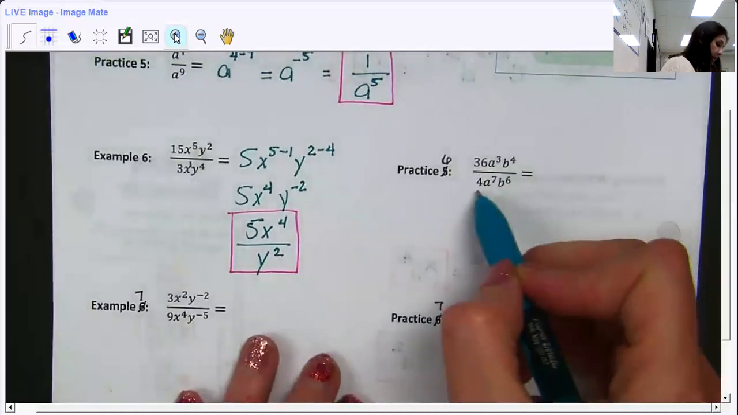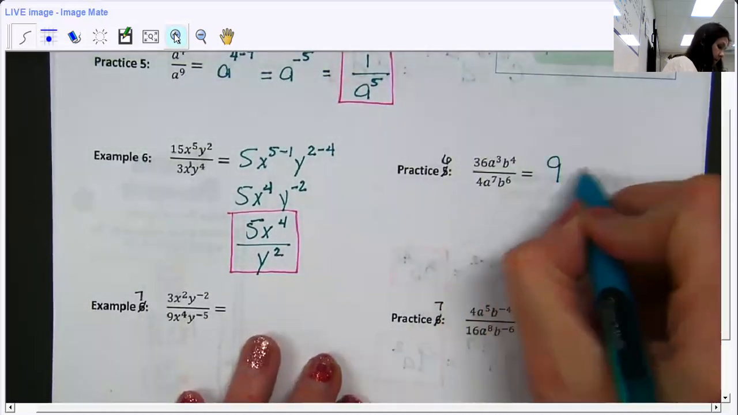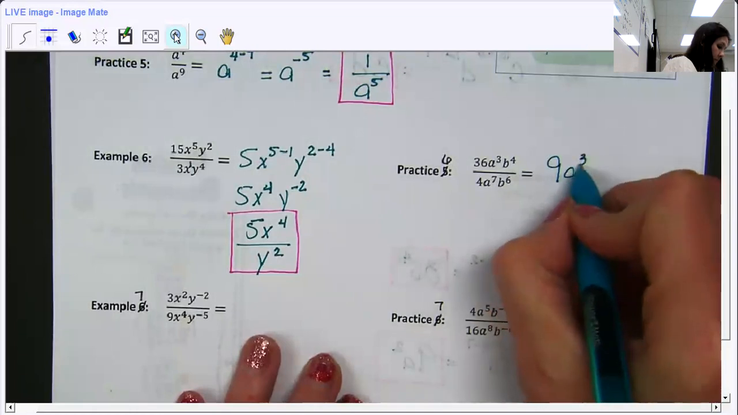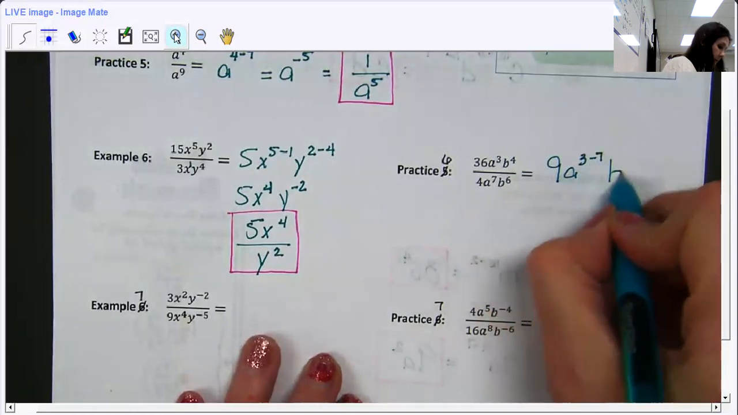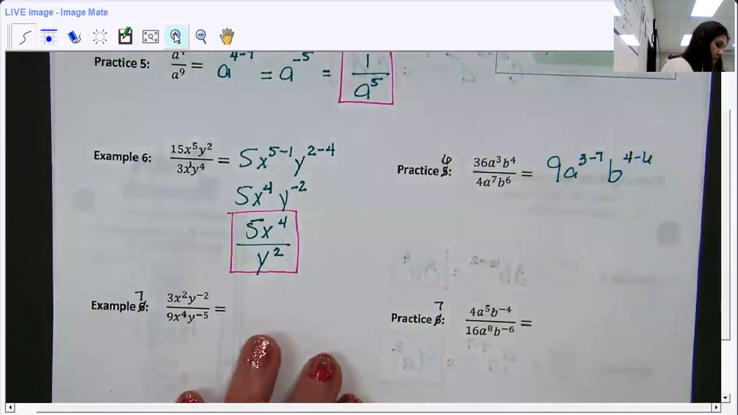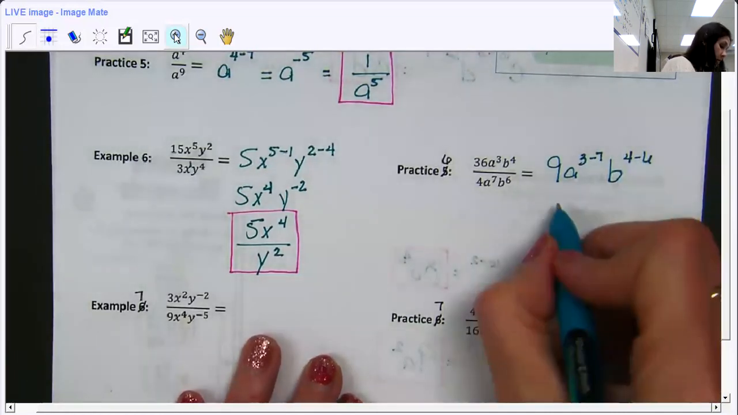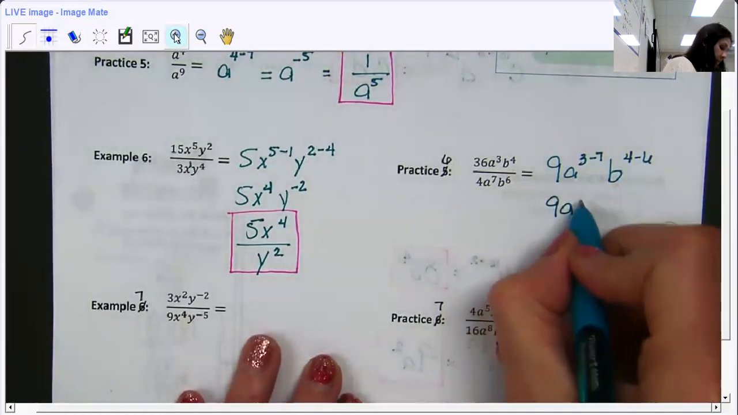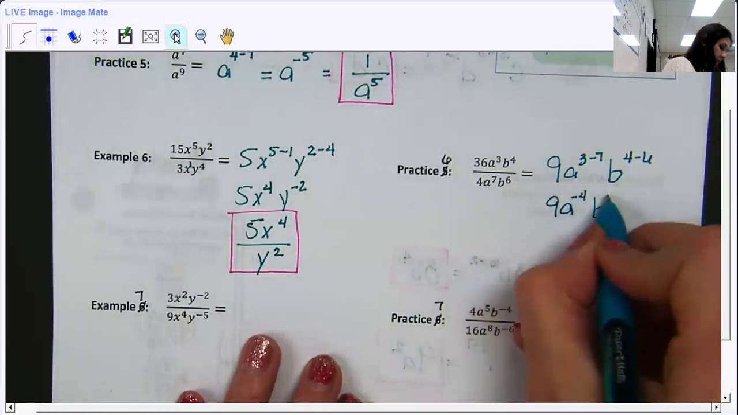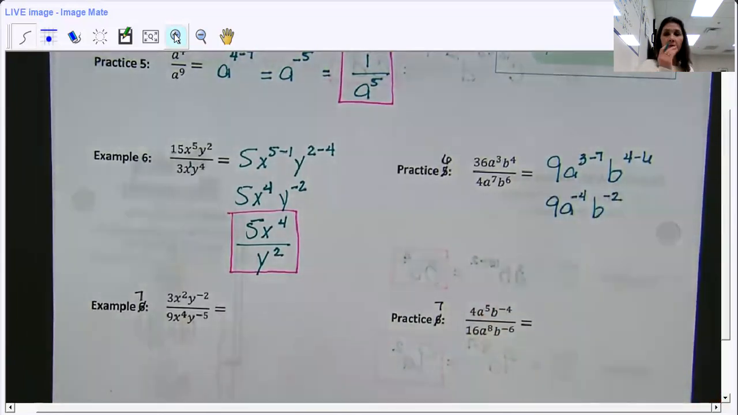So we have 36 divided by 4 is 9. A to the power of 3 minus 7, and then b to the power of 4 minus 6. When we simplify that, we have 9a to the power of negative 4, b to the power of negative 2. Now, both our variables are negative, and a lot of students get confused and they think, okay, well, we're going to move everything to the denominator and just put a 1 on top.